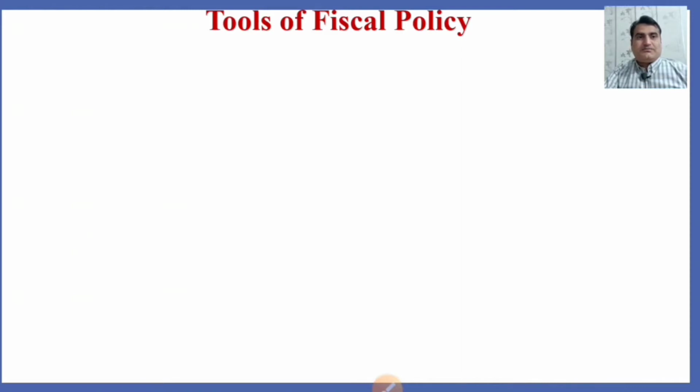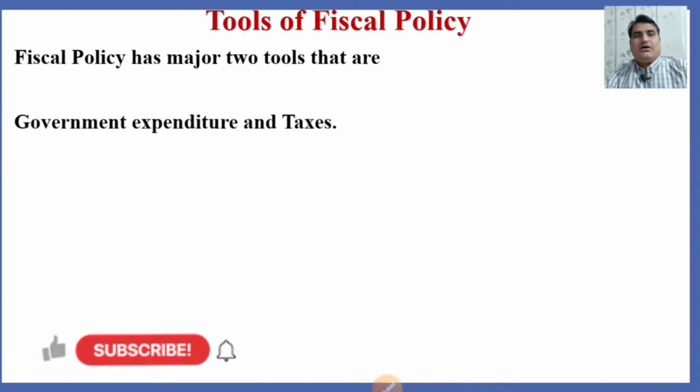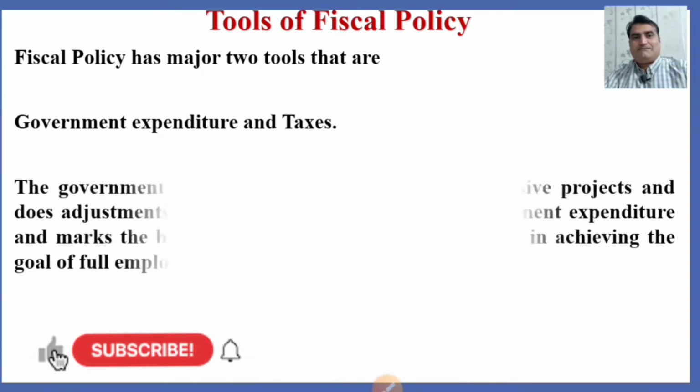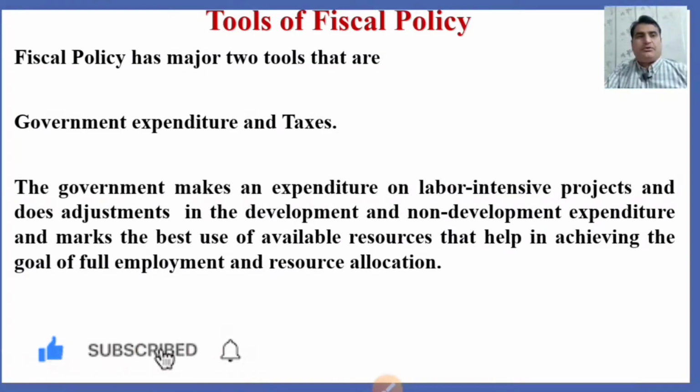What are the tools and measures of fiscal policy? How does fiscal policy function? Fiscal policy runs through two major tools, that are government expenditure and taxes. The government makes expenditure on labor-intensive projects, adjusts development and non-development expenditure, and makes the best use of available resources, which helps in achieving the goal of full employment and resource allocation.